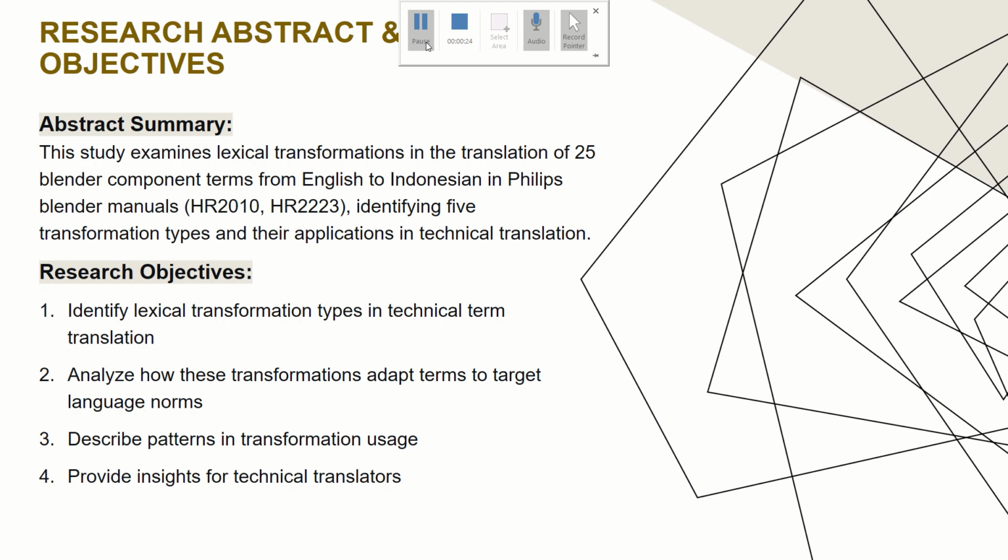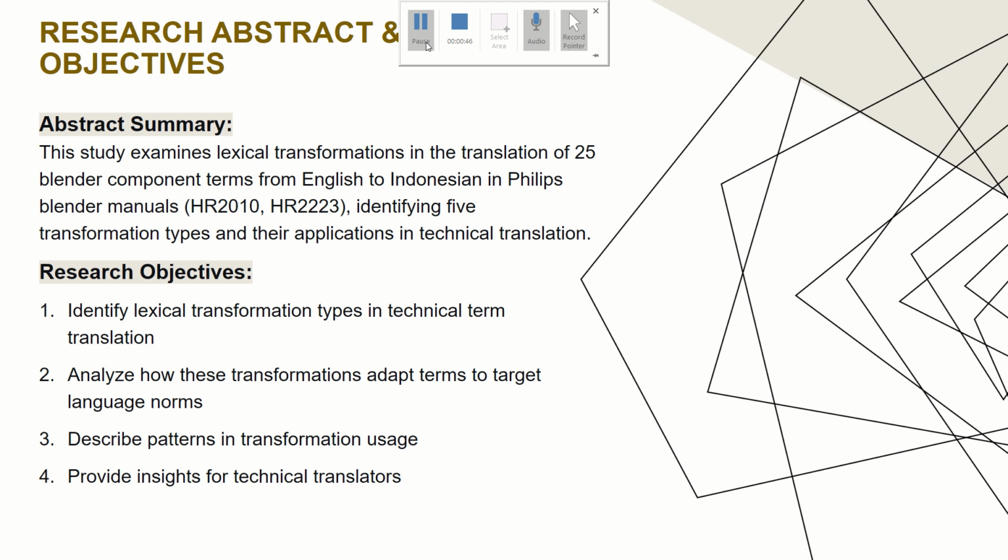So, this study examines lexical transformations in the translation of 25 Blender component terms from English to Indonesian using Philips Blender manuals. It identifies 5 transformation types and explores how they are applied in technical translation.